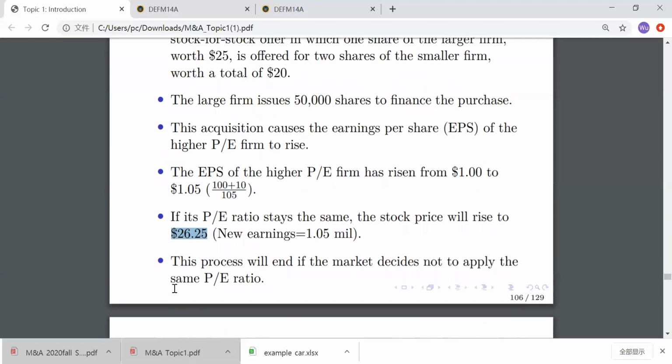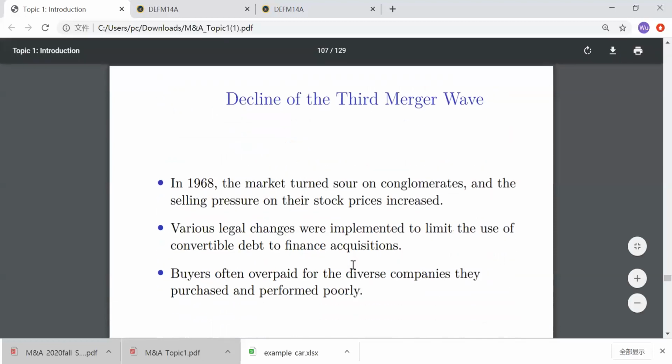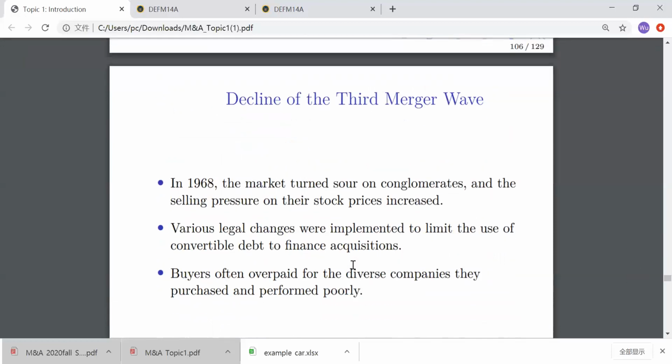But the key assumption here is that investors keep using the same PE ratio to value the firm that has finished the acquisition. And of course, this process will end if the market doesn't apply the same PE ratio. So this is also one of the important features of the third wave, which is that the high stock valuation keeps going on, so investors keep thinking that the high PE ratio is going forever. But of course, there's no. Every good story has an end.